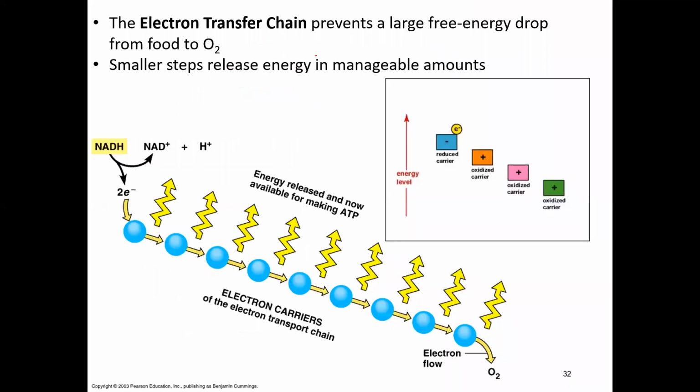Okay, the electron transport chain prevents a large free drop of energy from food to oxygen. So what this means is that as the electrons are moving through the electron transport chain, they're slowly releasing energy. Okay, so this makes it manageable. High energy, oxidized, reduced, oxidized, reduced. It gets reduced when it gains the electrons, and the final electron acceptor is oxygen.